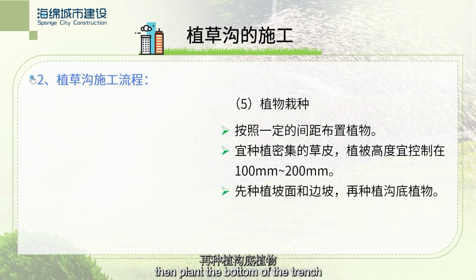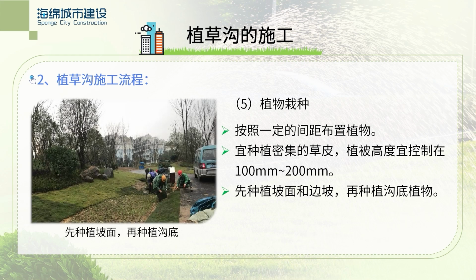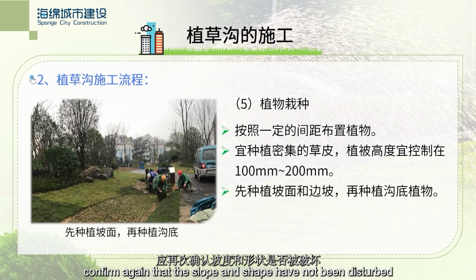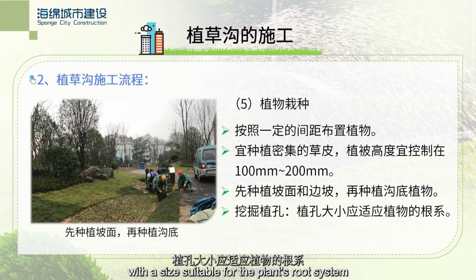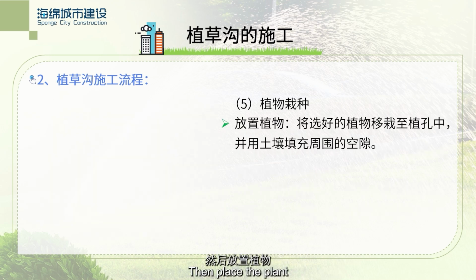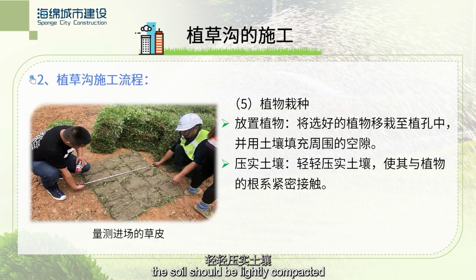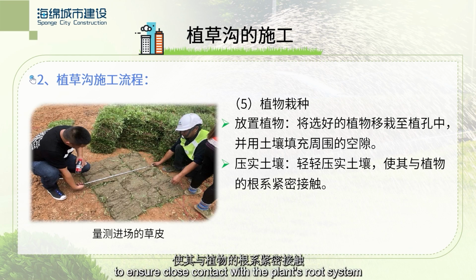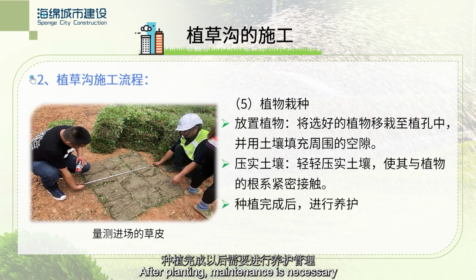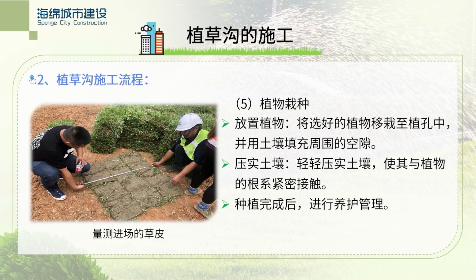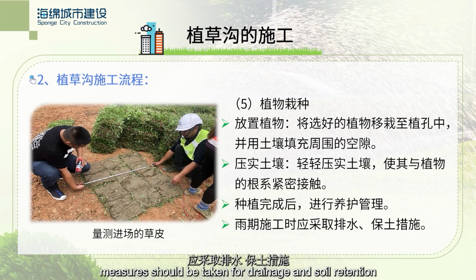Then plant the bottom of the trench, as shown in the diagram. Before planting the bottom of the trench, confirm again that the slope and shape have not been disturbed. Dig planting holes with a size suitable for the plant's root system. Then place the plant and compact the soil. The soil should be lightly compacted to ensure close contact with the plant's root system. This promotes plant growth. After planting, maintenance is necessary to ensure healthy plant growth. During rainy season construction, measures should be taken for drainage and soil retention.